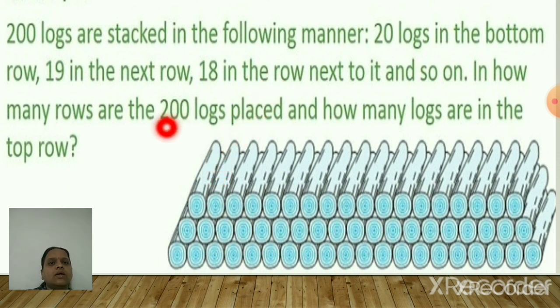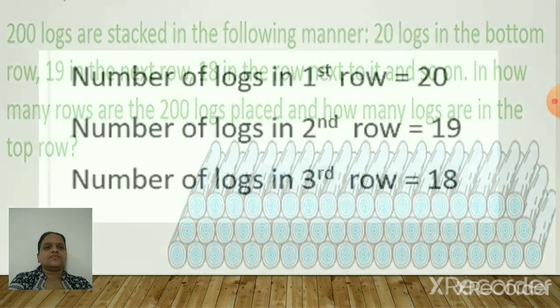But there are 200 logs. That means the sum of all is nothing but 200. That means the Sn value is given, and we want to find the number of rows. That means we want to find the n value over here. So let us start with the solution.